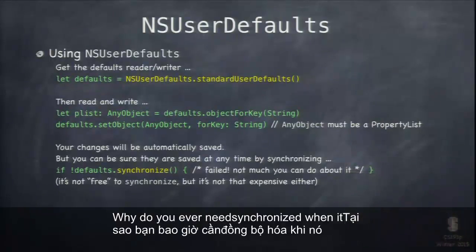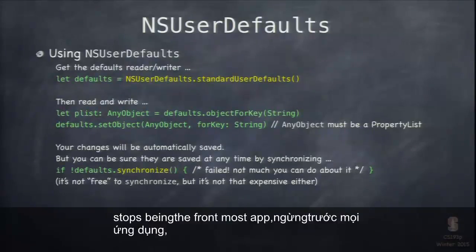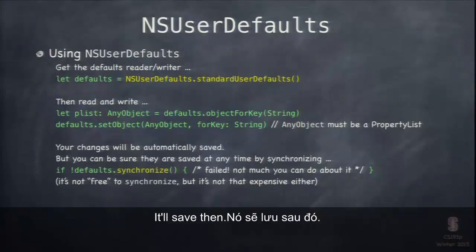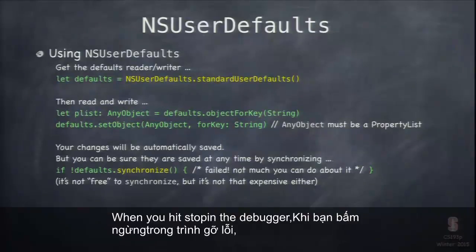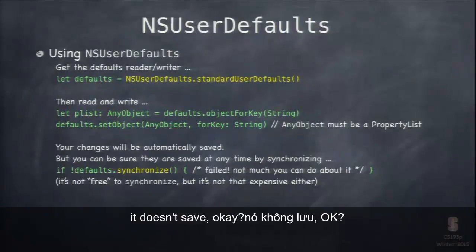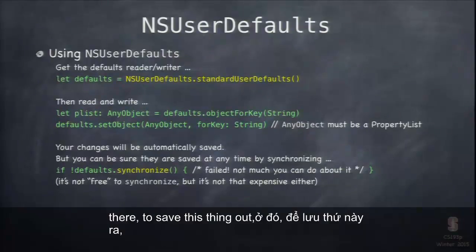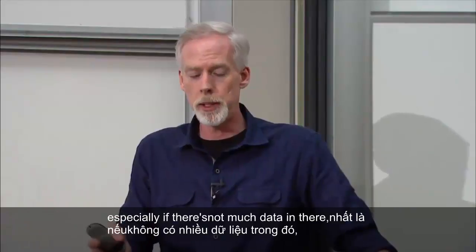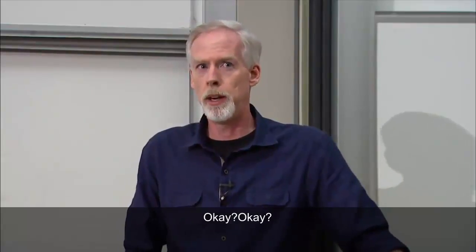Why do you ever need synchronize when it auto-saves? Well, it auto-saves when things happen like your app stops being the frontmost app. The user switched to another app, and so your app is still there, but it switched to the background. It'll save then. So it won't always save when you want, and especially when you're debugging. When you hit stop in the debugger, it doesn't save. And so you probably want to throw some synchronizes in there to save this thing out, especially when you're debugging. It's not really that expensive to synchronize, especially if there's not much data in there, which there shouldn't be because it's small. So it can't hurt too much to throw them in there.